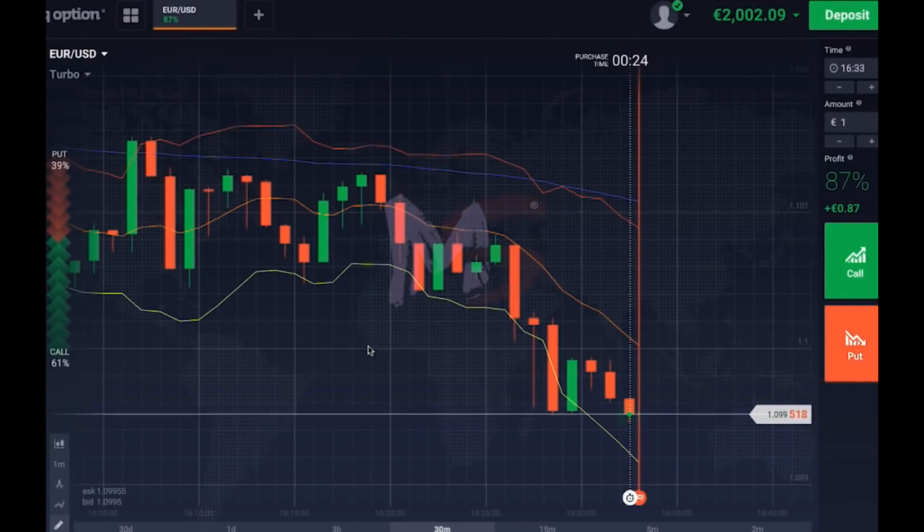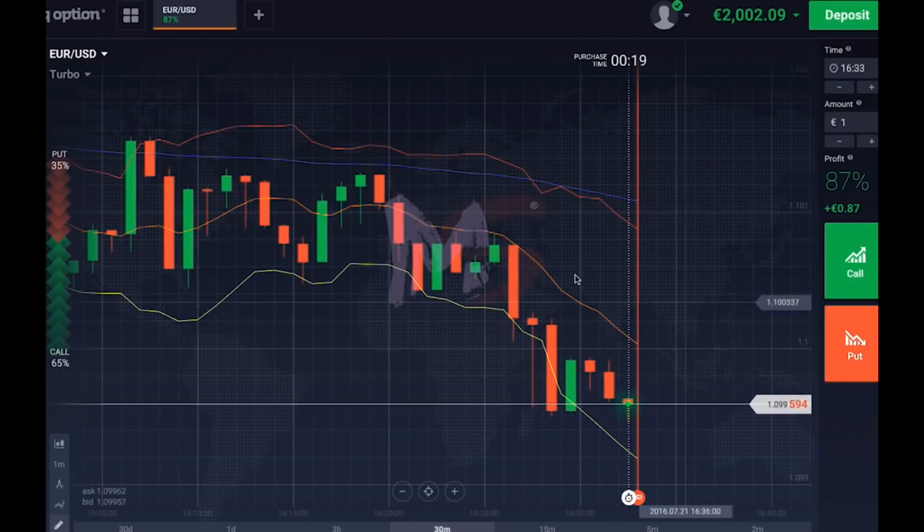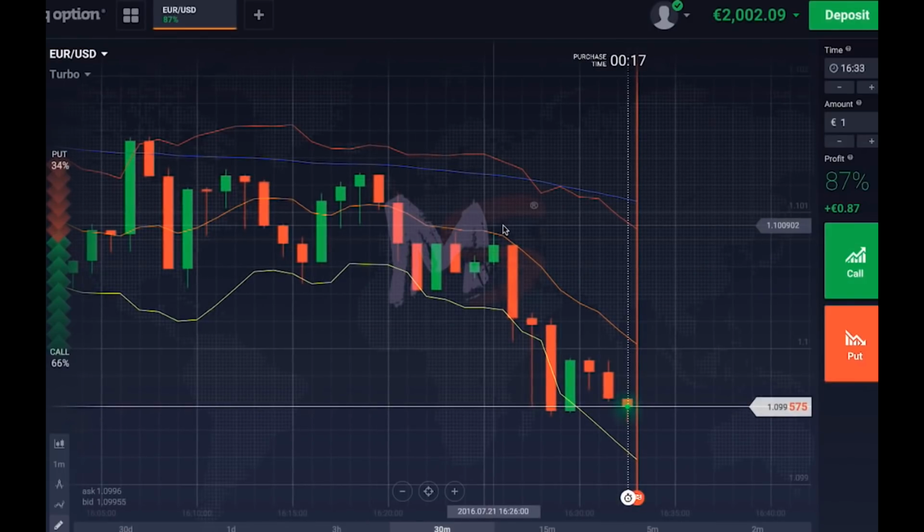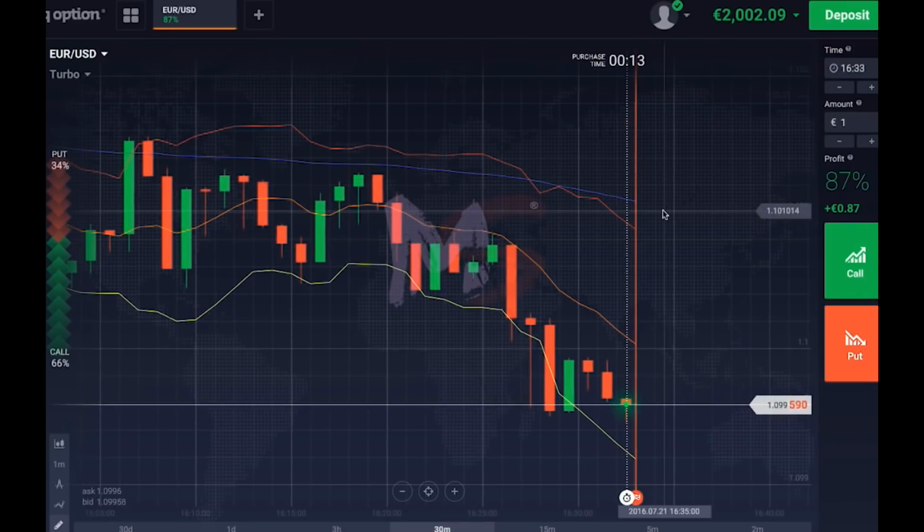As you can see, the moving average indicates where the trend is going. When the moving average goes up, we have an ascending trend. When the moving average goes down, we have a descending trend.